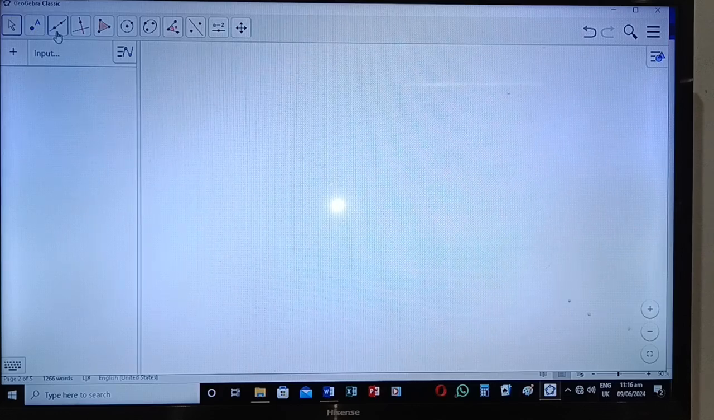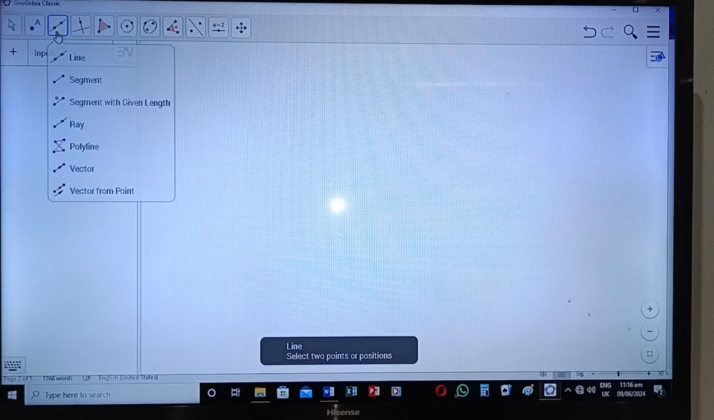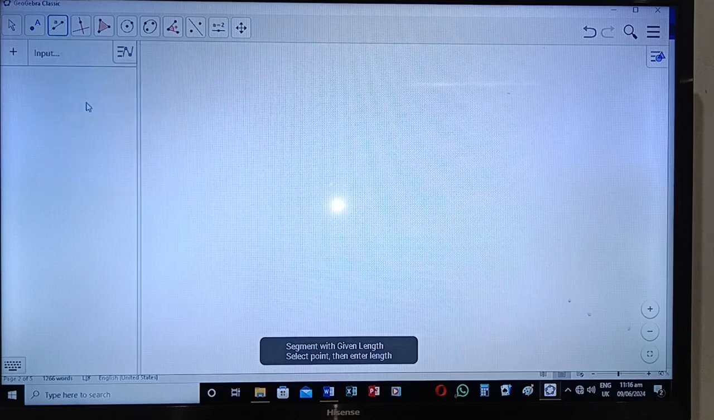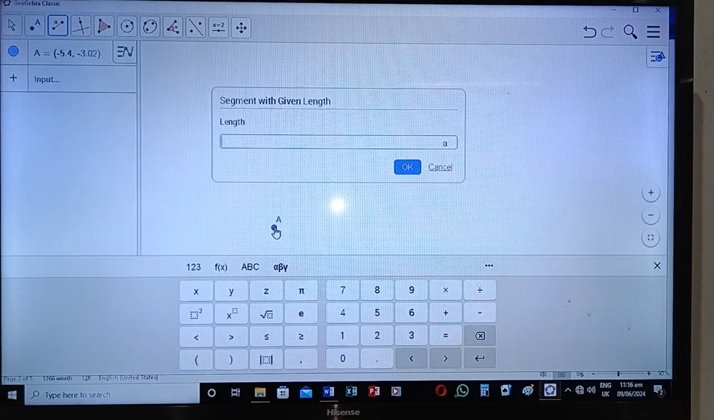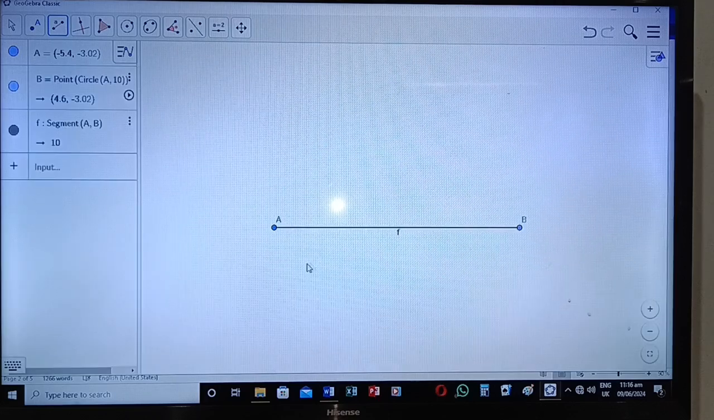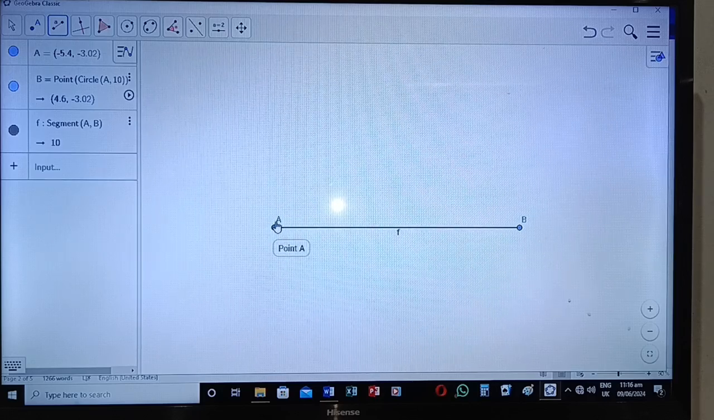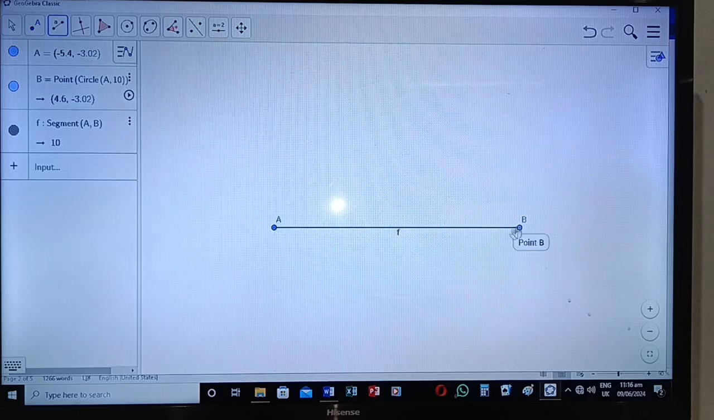Now to draw a line, we need to come here and choose segment with given length. So that's a line with a given dimension. We need to click where our line would start from, mention the length of this line and say OK. So that's our line, 10 centimeters, and you can see there is point A and point B.